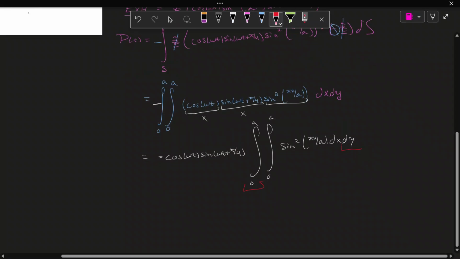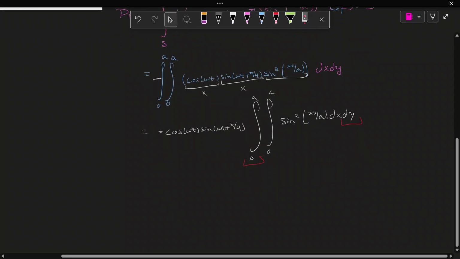Now we evaluate the outside first. So you take this one and this one, evaluate at y. There's no y's, so really you're just integrating 1. And you get what? Y, or you get a. Right? You integrate 1 with respect to y from 0 to a. This is equal to y evaluated from 0 to a, which is a minus 0, equal to a. Okay? So now we get negative a cosine omega t sine omega t plus pi over 4.